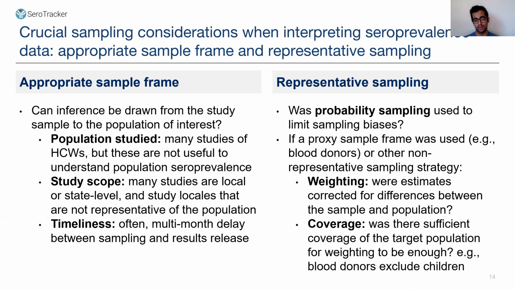Some of the US blood donor and residual sera studies done by John's colleagues at CDC certainly fall into that category. But it feels important in these sorts of studies to consider whether estimates were corrected for differences between the sample and the population, and moreover, whether there was sufficient coverage of the target population for weighting to really be enough to understand what's actually going on there. As John mentioned, blood donor studies can't tell you much about what's going on in terms of seroprevalence in children.